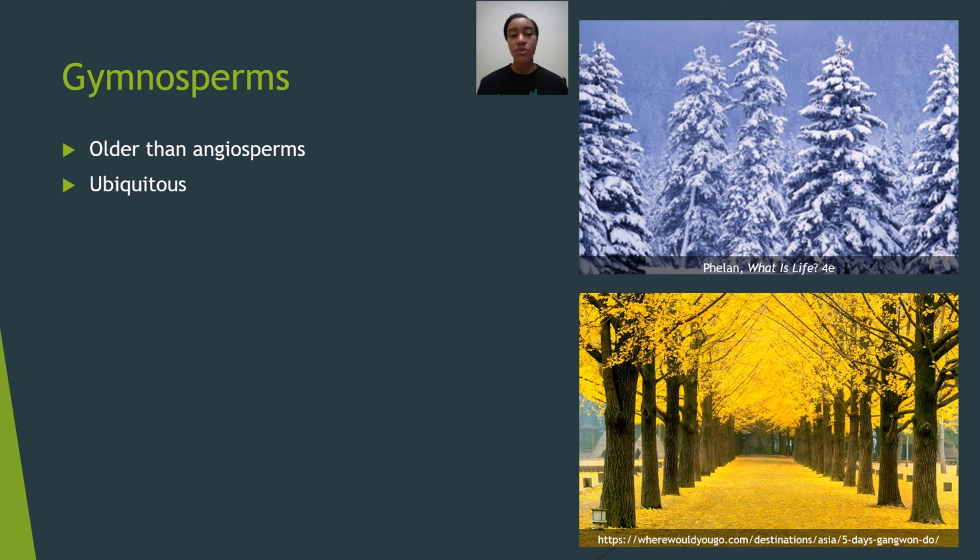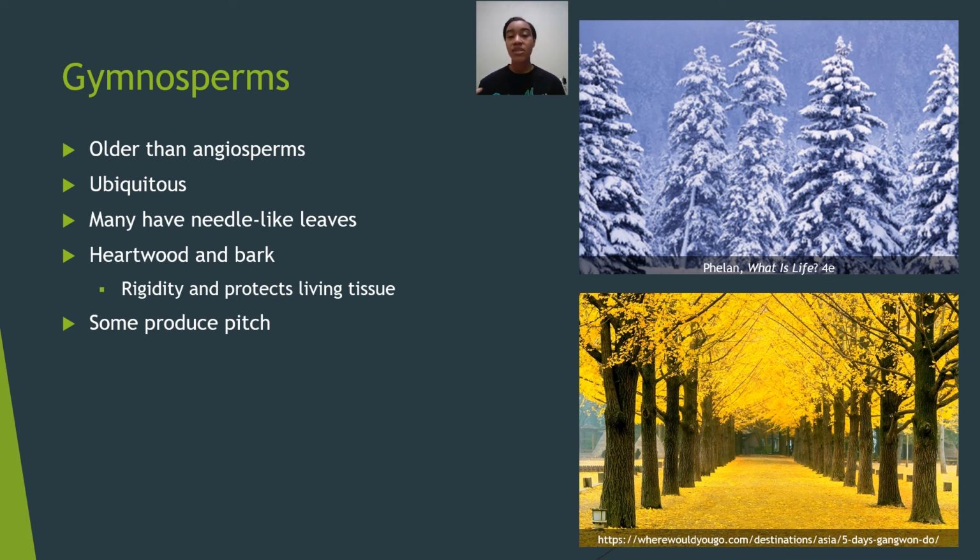So first of all, gymnosperms. We're going to talk about them first because they're older. Gymnosperms are older than angiosperms, and essentially they have cones. They're pretty ubiquitous. If you've been, like we talked about in the beginning, to the top of mountains, you've seen gymnosperms. If you've been to the beach, you've seen gymnosperms. These are a lot of times pine trees or firs, things like that. Many of them have needle-like leaves. If you have ever seen a Christmas tree, then you know what a gymnosperm looks like.